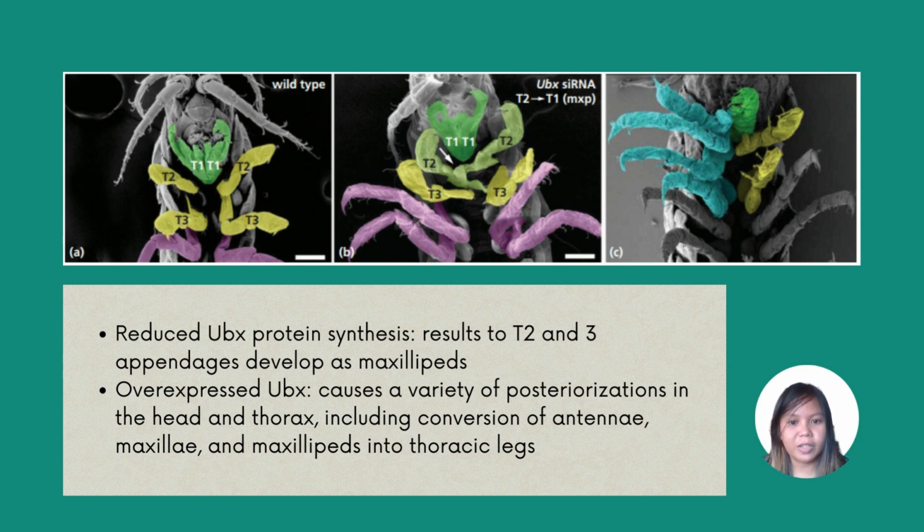In the first figure A, we can observe the wild-type hatchling showing maxillipeds. In the second figure B, reduced UBX protein synthesis results in T2 and T3 appendages developing as maxillipeds. And overexpressed UBX in the third figure causes a variety of posteriorization in the head and thorax, including conversion of antennae, maxillae, and maxillipeds into thoracic legs. So we can see that UBX does not control appendage identity in this organism, but the nature of the mutation changed the expression of the UBX.